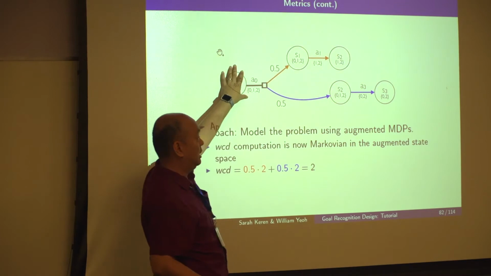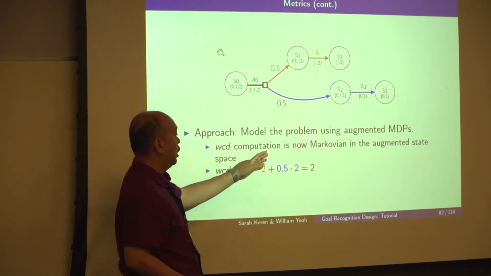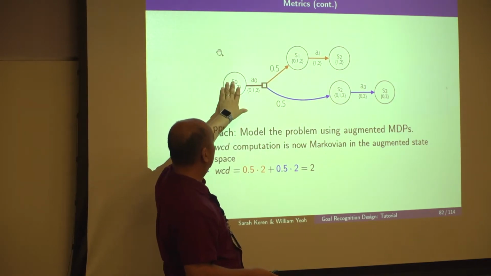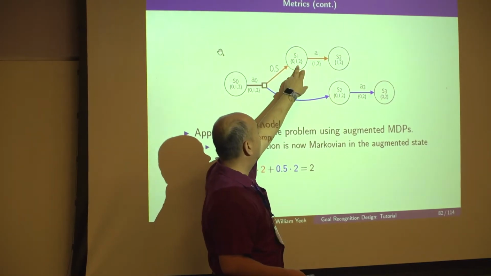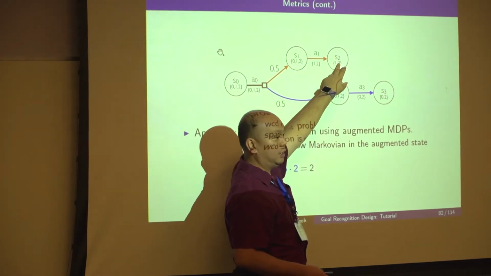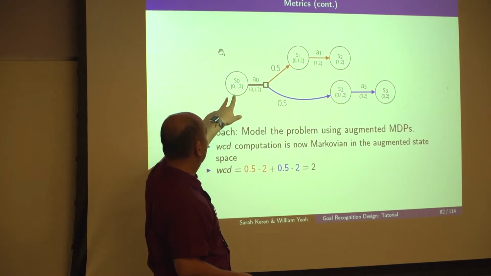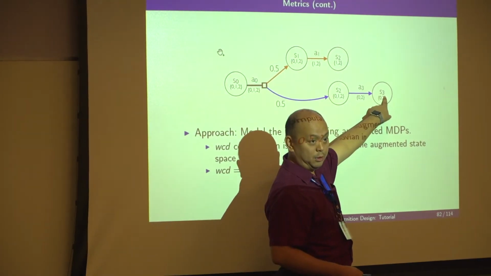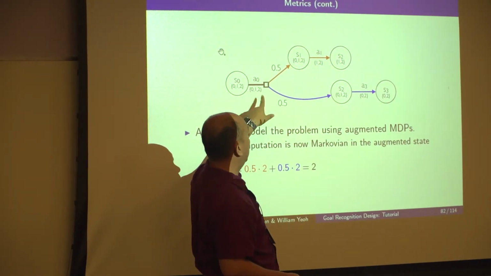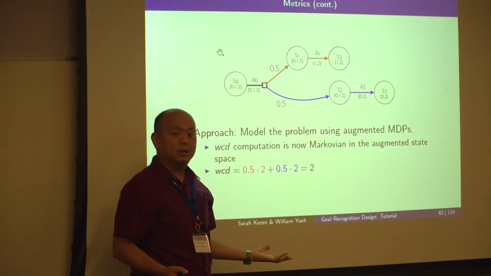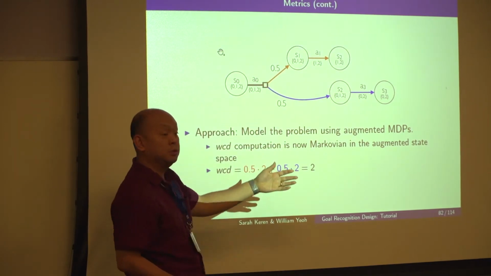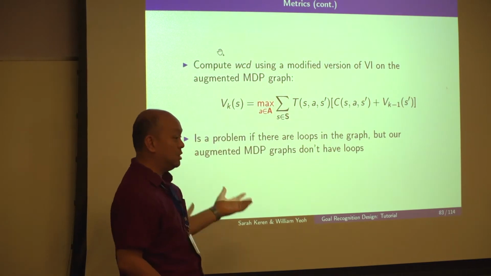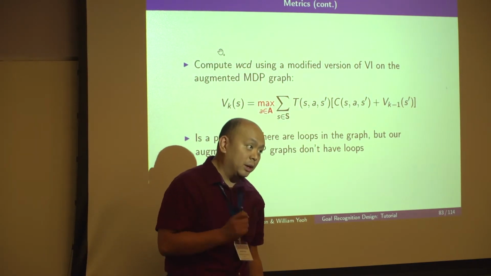So if you have this augmented MDP, then the WCD is Markovian in the augmented state space. So the WCD over here is 0. If you came up here, then it's an action of 1, and a cost of 1, and a cost of 2 up here, right? And this one would be a cost of 1 and a cost of 2 to come here. And then the WCD is just the probability of the cost of the trajectories, right? So it's half times 2 plus half times 2. And you can compute this WCD using standard value iteration algorithms with a slight twist.